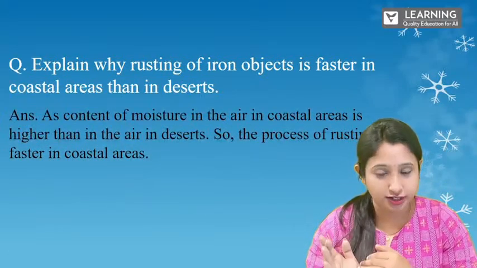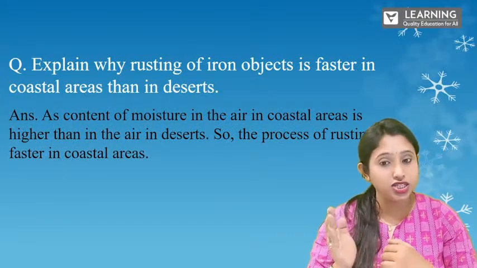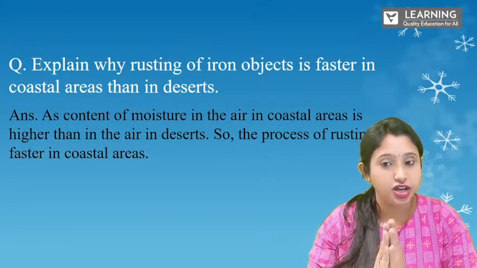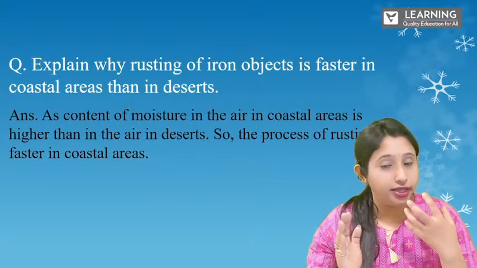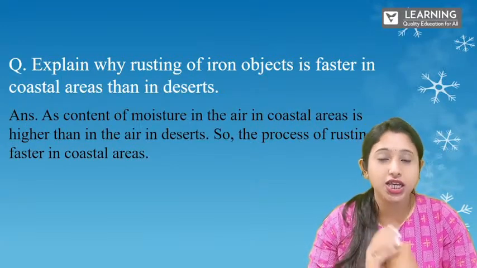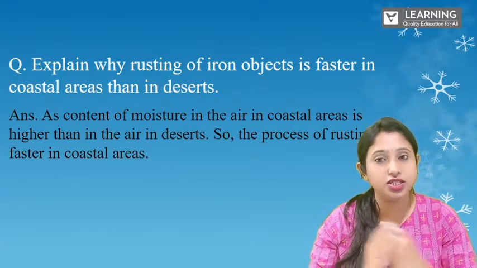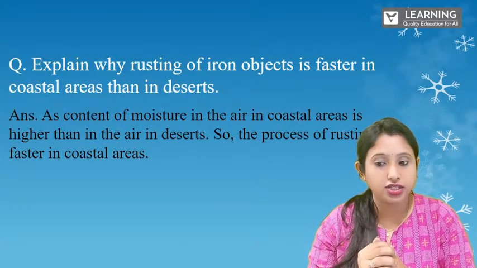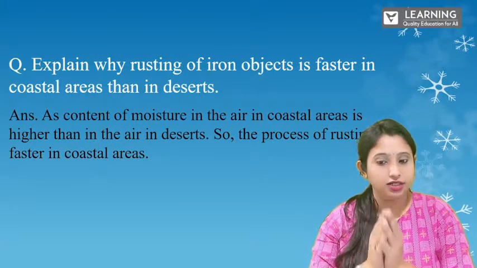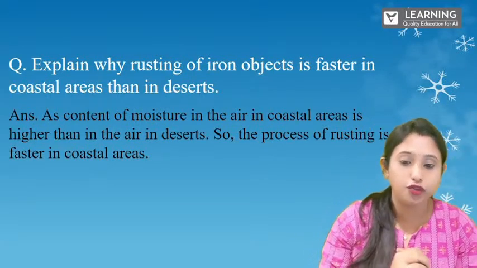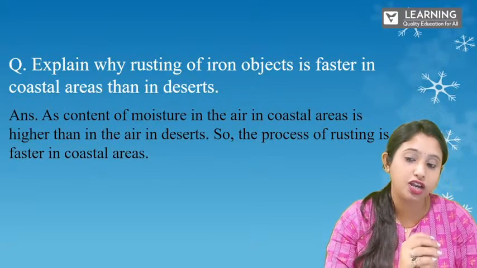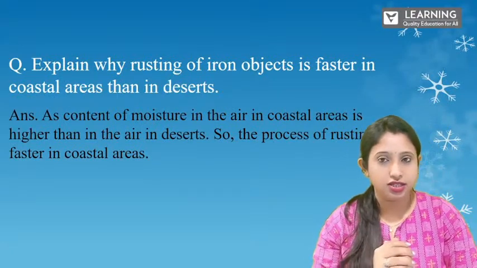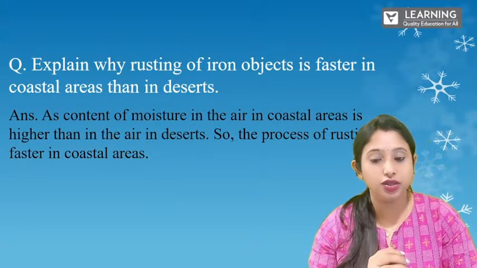The moisture content in the air in coastal areas is higher. The moisture quantity is higher in the coastal areas than in the desert. That's why the process of rusting is faster in coastal areas. Is that clear? So write down the answer.